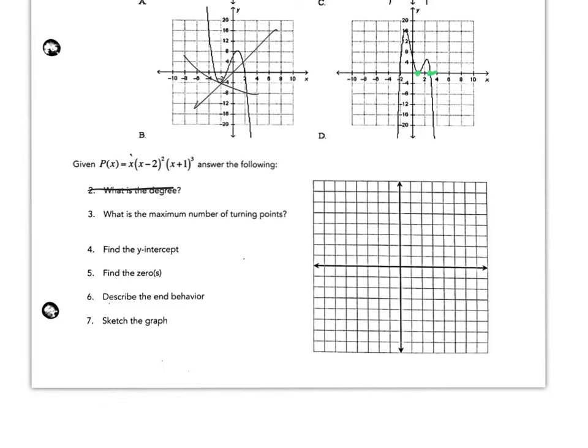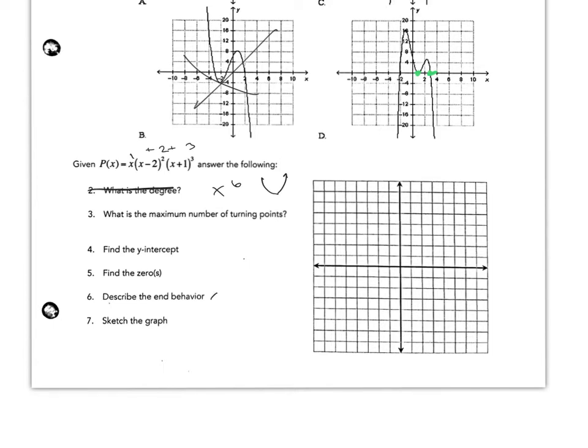So this degree, this is a 1, and then 2, and then 3. 1 plus 2 plus 3. So this is x to the 6th, obviously even and positive. You know that both ends are going to go up. That's helpful. I'm just going to do that right now. There is an end behavior question. All of these questions are on there, with the exception of number 2.